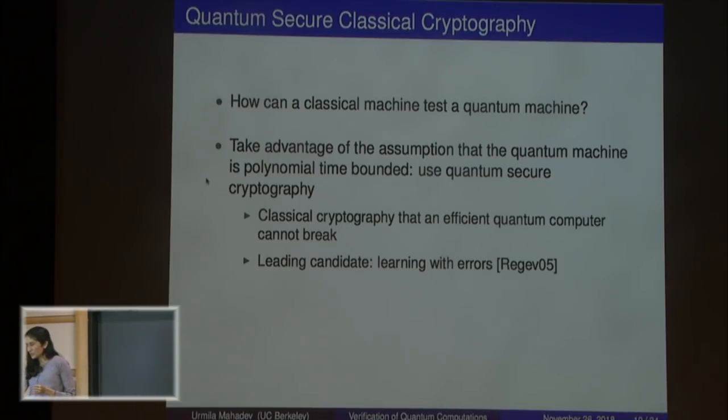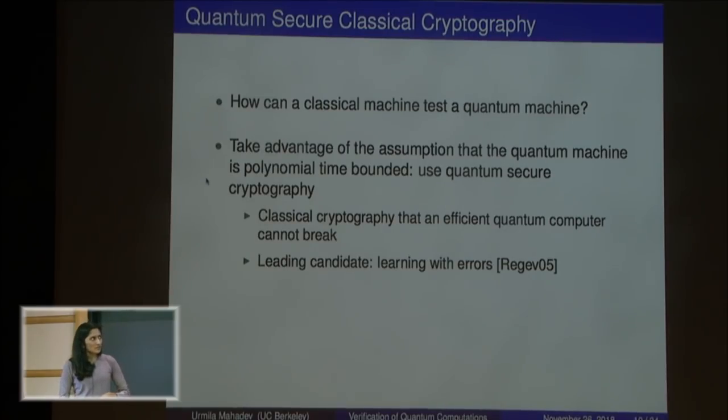Okay, so what I've said so far is that in order to classically test a quantum computer, I put an upper bound on the quantum prover. So I assume that he cannot solve this problem called learning with errors. But there's still an imbalance here because the quantum computer is still much more powerful than the classical computer.